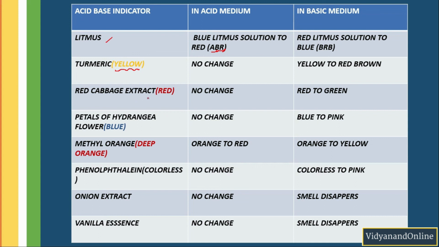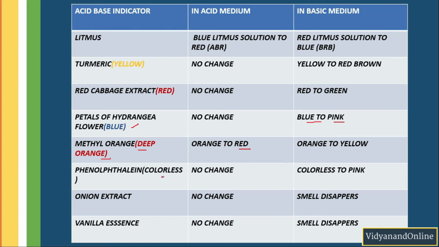Red cabbage extract: its neutral color is red and it remains red in acidic medium, but in basic medium it changes from red to green. Talking about the petals of hydrangea flower, hydrangea is basically blue in color. In acidic medium its color is not changed, whereas in basic medium the color is changed from blue to pink. Methyl orange is a synthetic indicator which is deep orange in color. In acidic medium the color becomes brighter and changes from orange to red, whereas in basic medium the color fades and changes from orange to yellow.